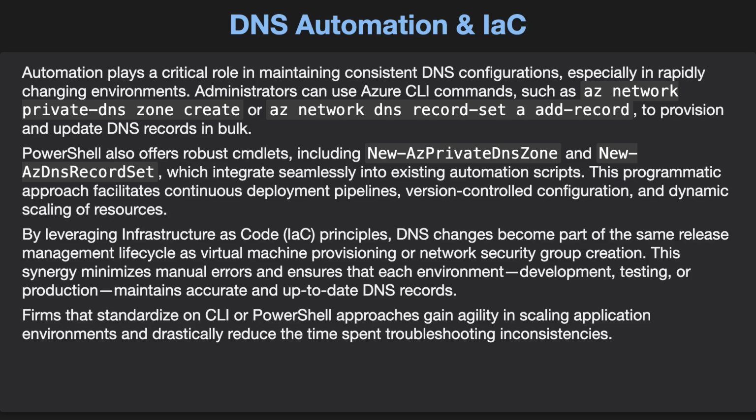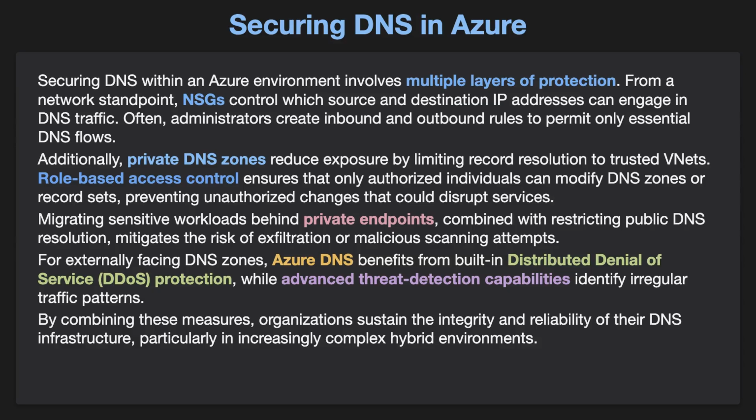Securing DNS within an Azure environment involves multiple layers of protection. From a network standpoint, NSGs control which source and destination IP addresses can engage in DNS traffic. Often, administrators create inbound and outbound rules to permit only essential DNS flows. Additionally, private DNS zones reduce exposure by limiting record resolution to trusted VNets.